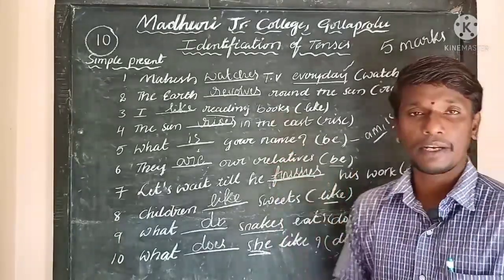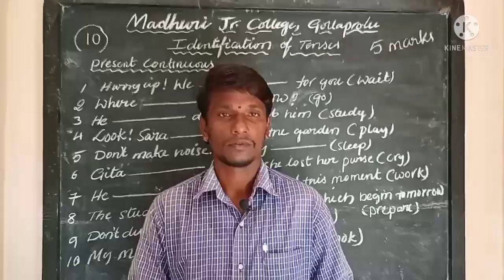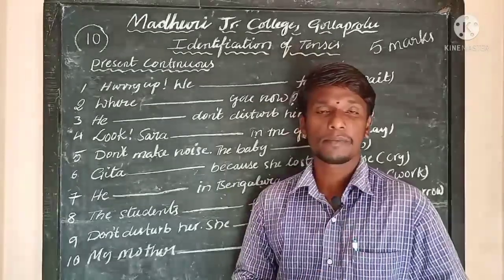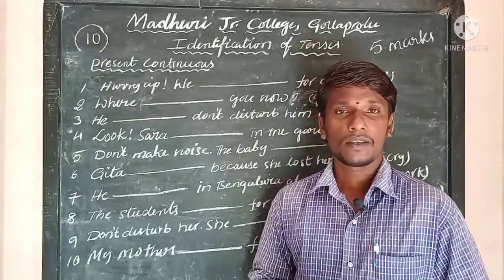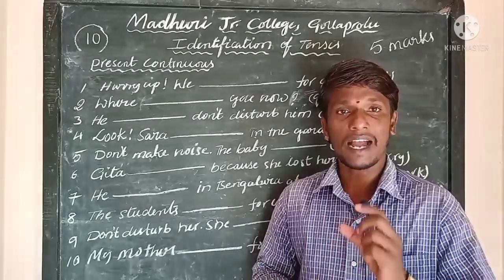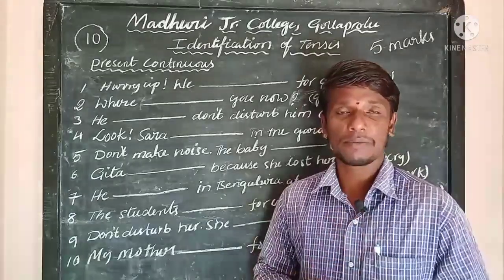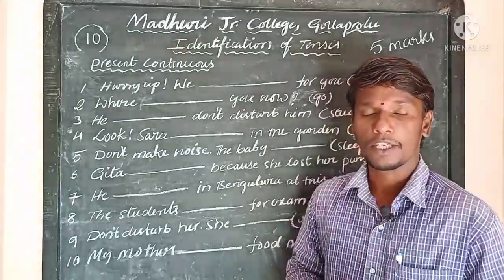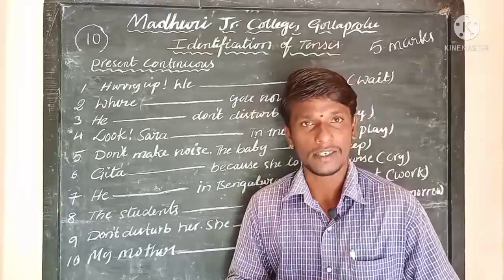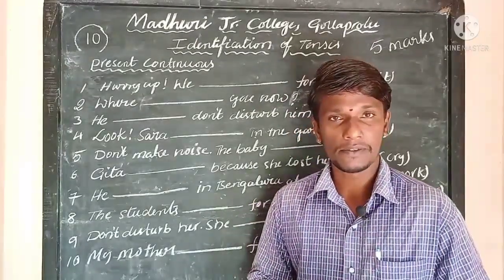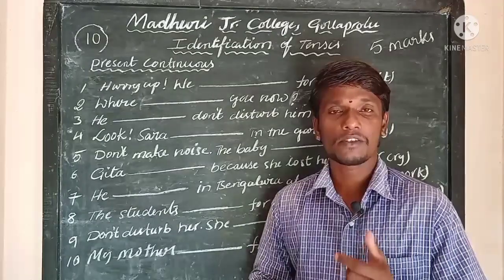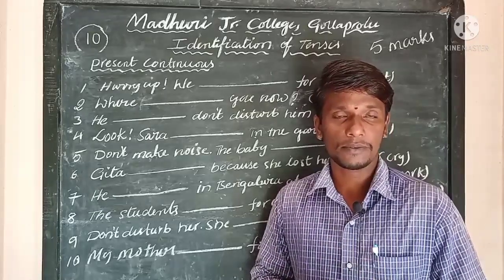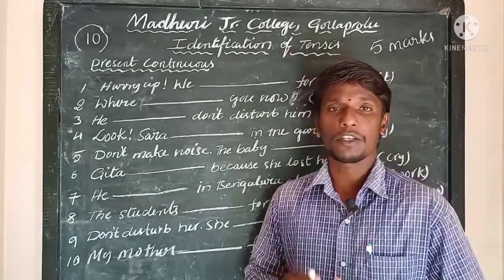Let us identify present progressive tense. Now present continuous tense. The second tense of the present tense is present continuous tense. How is a present continuous tense identified in the examination, or how is it given from the examination point of view? The structure of the present continuous tense is subject plus be form plus V1 plus ing form plus object. That is the structure of the present continuous tense.